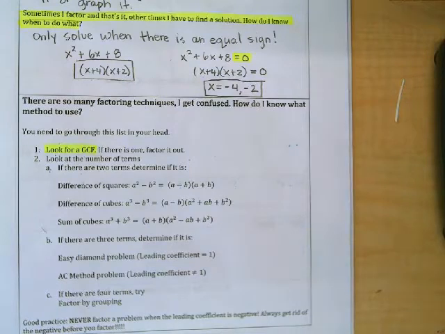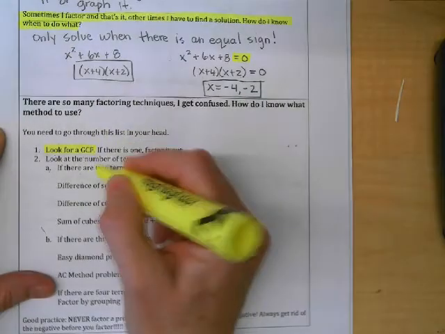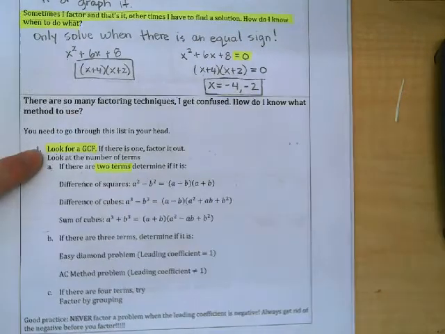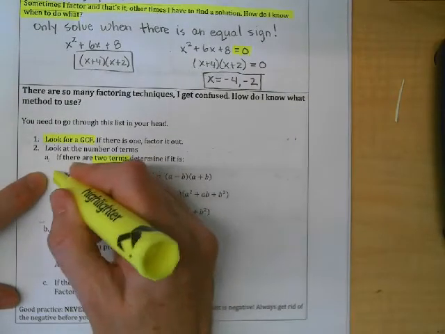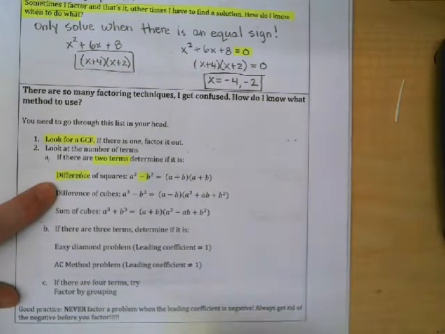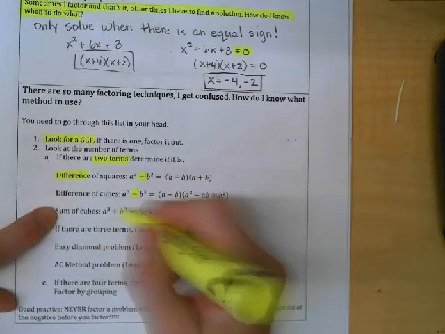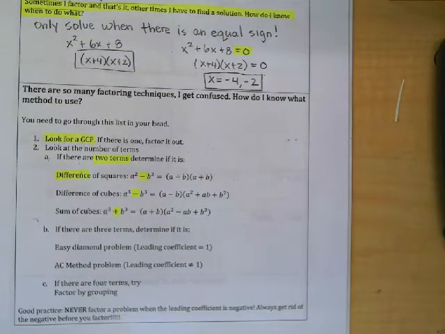The next thing you do is look at the number of terms. That's going to help you determine what method you should use for factoring. If there are 2 terms, it's got to be either just a greatest common factor problem or the difference of squares. Notice difference here, it's a minus sign. The difference of cubes or the sum of cubes. And I'm going to go through each of these types with you.